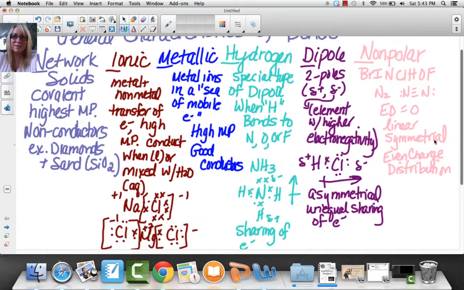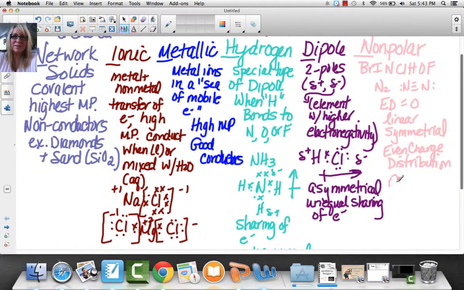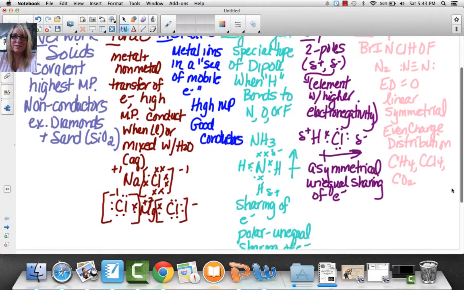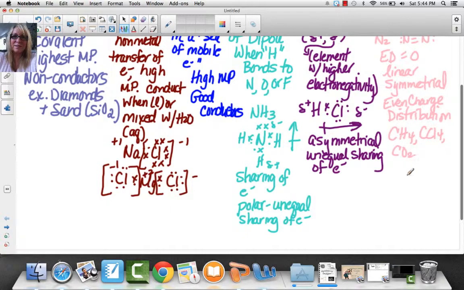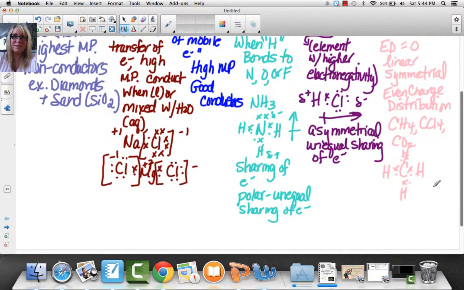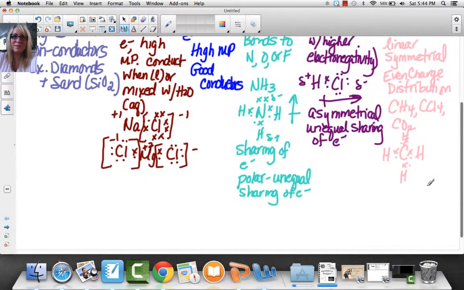Now I can also be nonpolar if I am symmetrical, as in CH4, CCl4, and CO2. So these are the most popular. Let's take a look at what these look like. I've got C, H4, and then if I did CCl4, it's going to be the same thing, but I'm going to have Cl's around it.